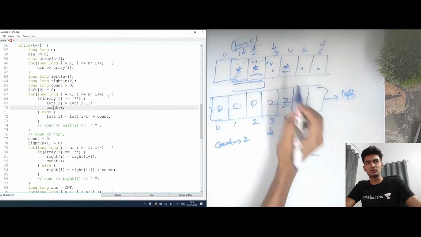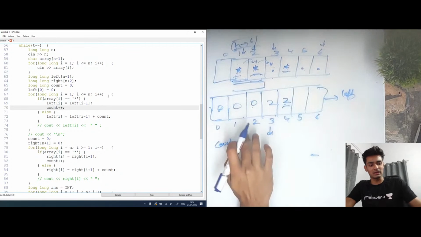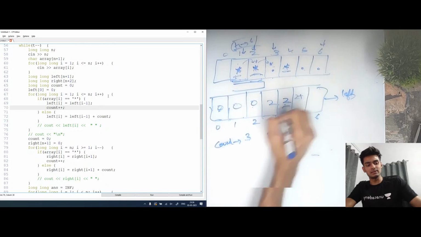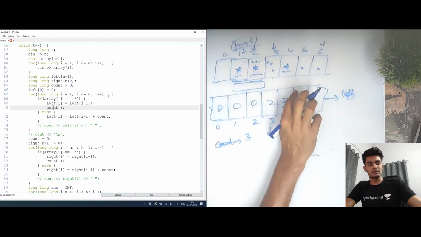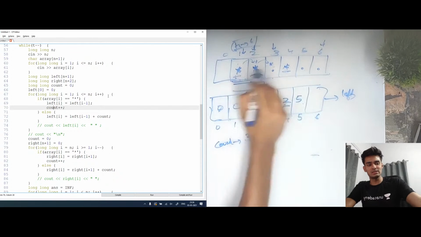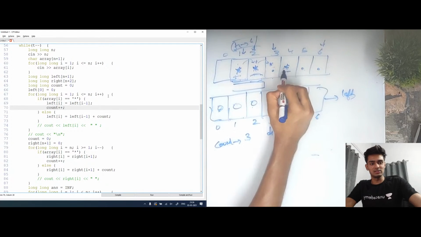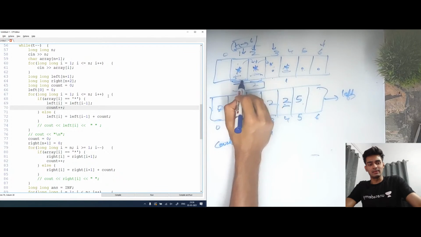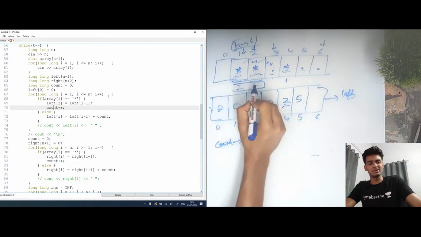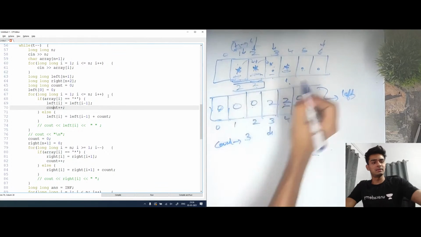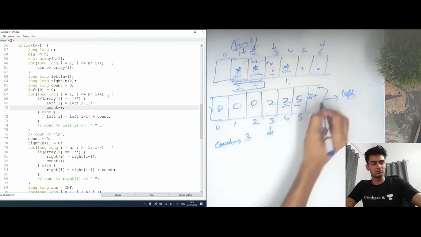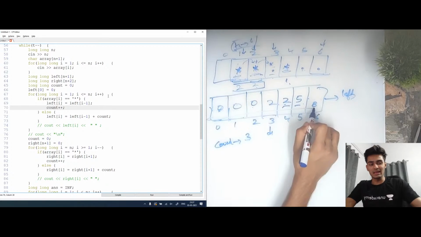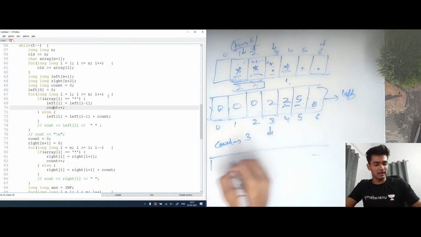Then again for 5, we increment the count to 3, and this becomes left of I minus 1, that is 2, plus count, which is 3. So this becomes 5, and if you actually see, the cost will also be 5, as this sheep will come here, so the cost will be 1. This sheep will have to come here, the cost will be 2, and this sheep will have to come here, the cost will be 2. So 2 plus 2 plus 1 is 5. Similarly for this index, we'll have 5 plus count, which is 3, and that makes 8. So this is how we made the left array, and similarly we'll have the right array as well.